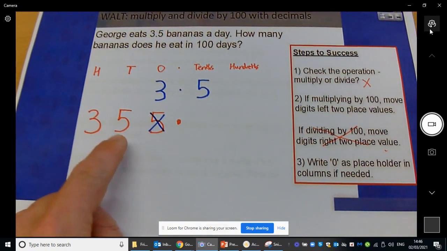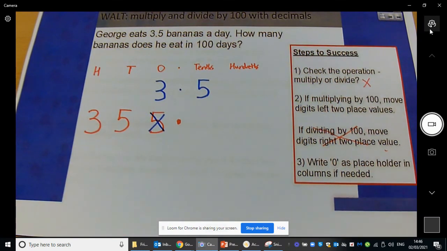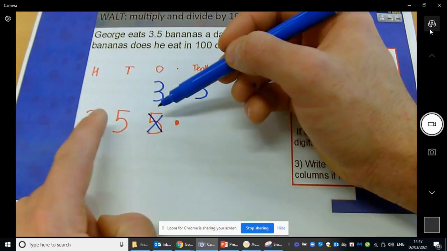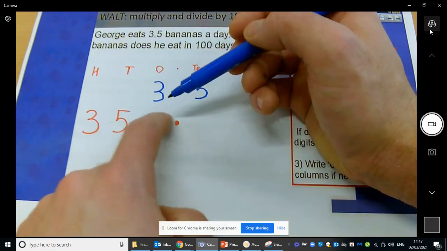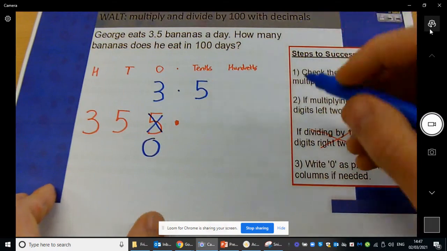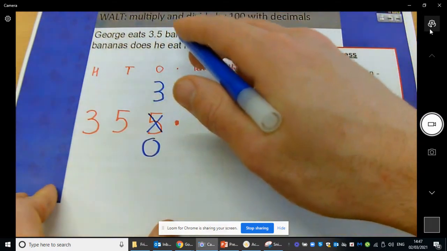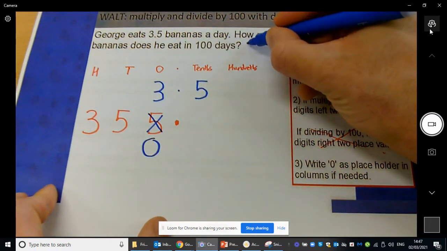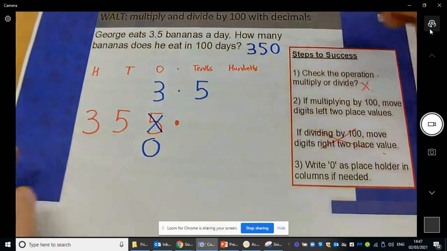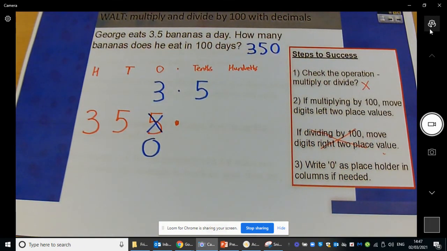And so I've got 3 hundredths, 5 tens. Do I need to write a 0 as a placeholder in any of the columns? Yes, I do, because at the moment there's nothing in our ones column. We have 3 hundredths, 5 tens, and there's nothing there, so I need to write 0 as a placeholder here. So, if George eats 3.5 bananas a day, every 100 days he eats 350. My, oh my.